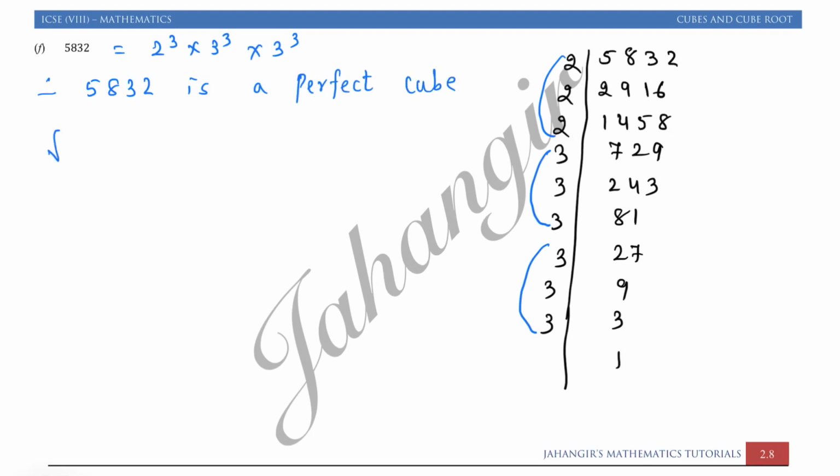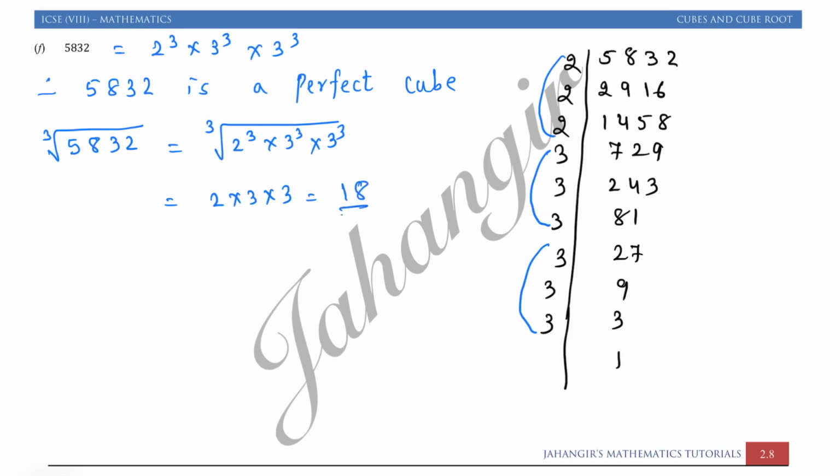So now we will find the cube root of 5832, that is cube root of 2 cube into 3 cube into 3 cube. So that is 2 into 3 into 3, that is 18.